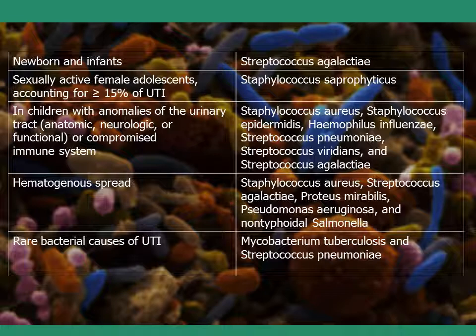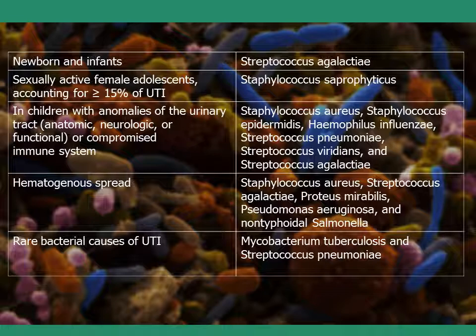Streptococcus agalactiae is relatively more common in newborn infants. Staphylococcus saprophyticus is very common in sexually active female adolescents, accounting for 15% of UTI. In children with anomalies of the urinary tract, anatomic, neurologic, or functional, or compromised immune system, Staphylococcus aureus, Staphylococcus epidermidis, Haemophilus influenzae, Streptococcus pneumoniae, Streptococcus viridans, and Streptococcus agalactiae may be responsible.